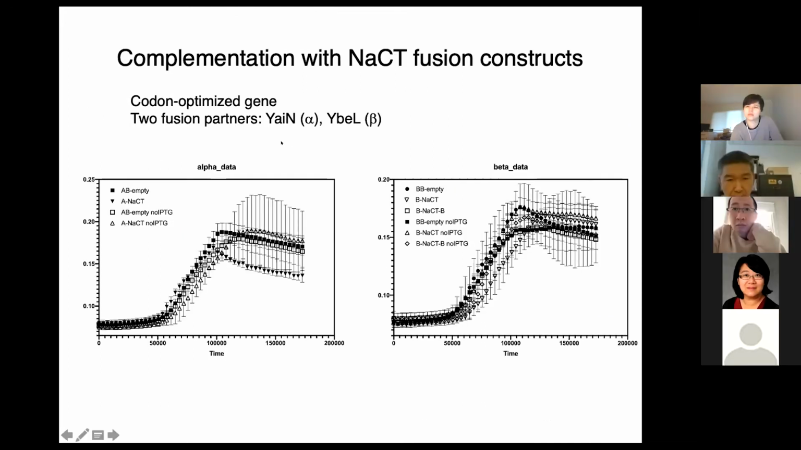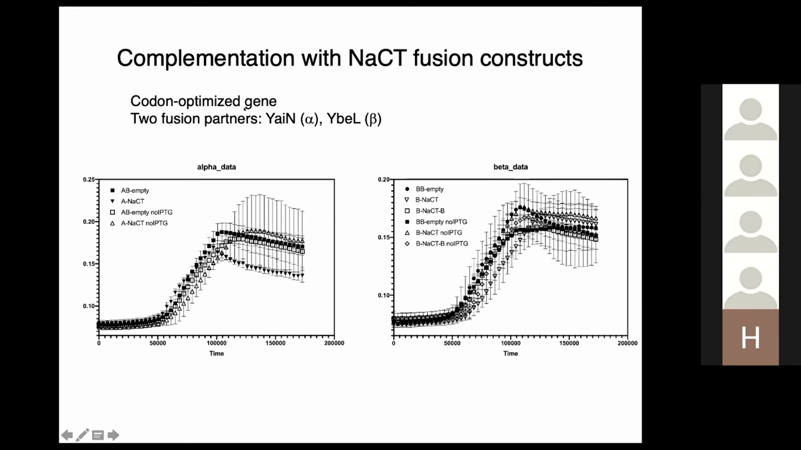And then we started to put the human NaCT gene into E. coli cells. We used a codon optimized gene in order to get a higher expression level. We also used two fusion partners, which are small compact proteins, fused either at the N terminus or the C terminus of the protein, and we call them alpha and beta. After we introduced such constructs, everything grows in the same way. Without the NaCT gene introduced, the cells would behave in the same way.